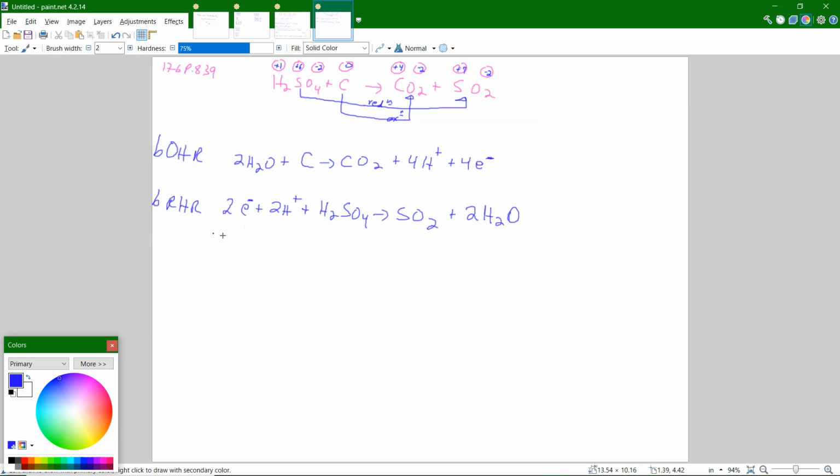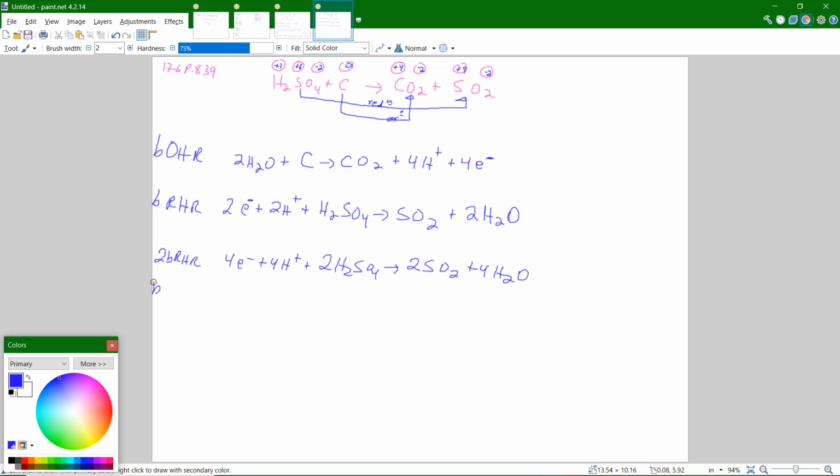And that's now balanced. If you want, you can stop and double check that everything works out okay. Okay, 4, 4, 1, 1, 2, 2, those balance. Not a bad idea to do that. And now you want to combine them, find the least common multiple. For the electrons, you got 4 and 2, so the least common multiple is 4. So I got to multiply the reduction by 2 all the way through. So I get 4 electrons plus 4H plus 2 H2SO4 goes to 2 SO2 plus 4 H2O.